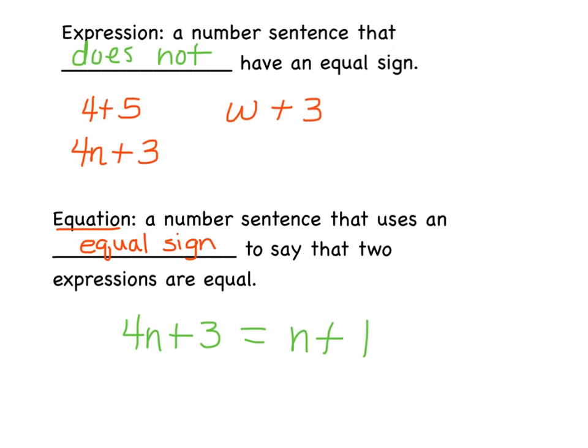Another one could just be like this, 4 equals 4. That's an equation because it has an equal sign, it has an expression on both sides. Or I could say x plus 1 equals 5. Again, that is an equation because it has an equal sign.